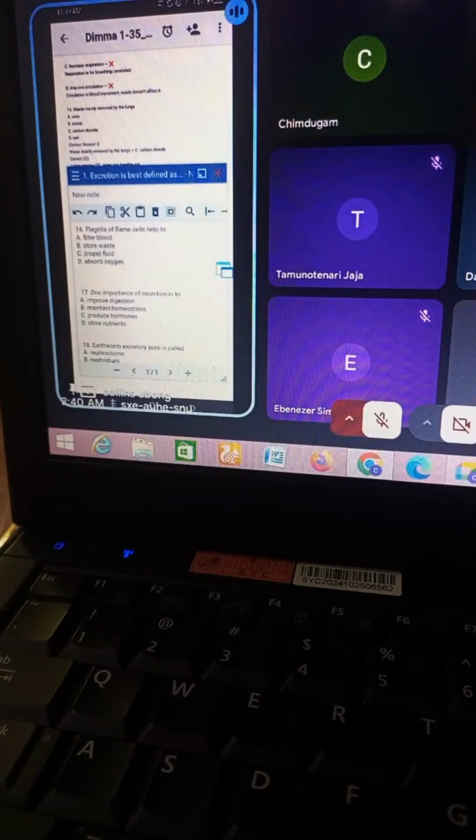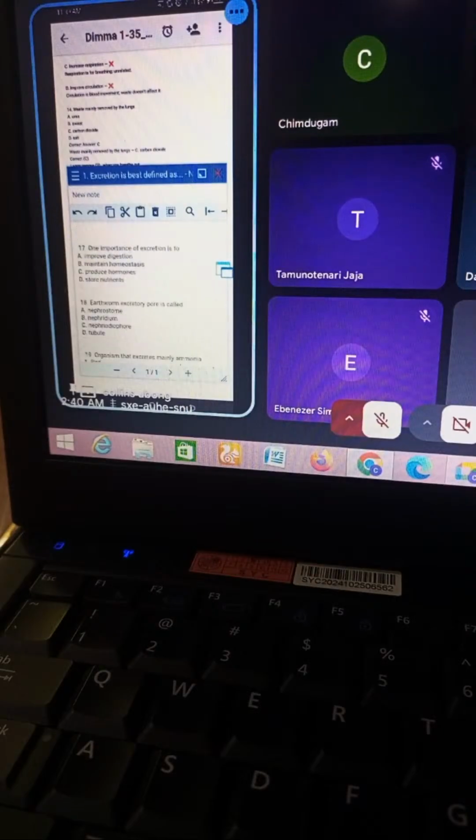Propel fluid. Exactly. Don't allow this grammar to confuse you. That's where the answer is. Number 17. One importance of excretion is to A. Improve digestion. B. Maintain homeostasis. C. Produce hormones. And D. Store nutrients.